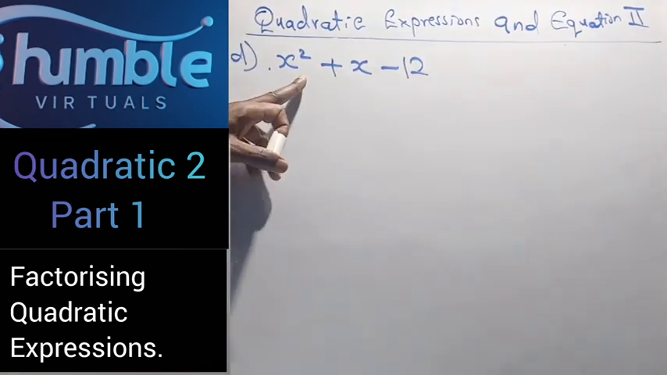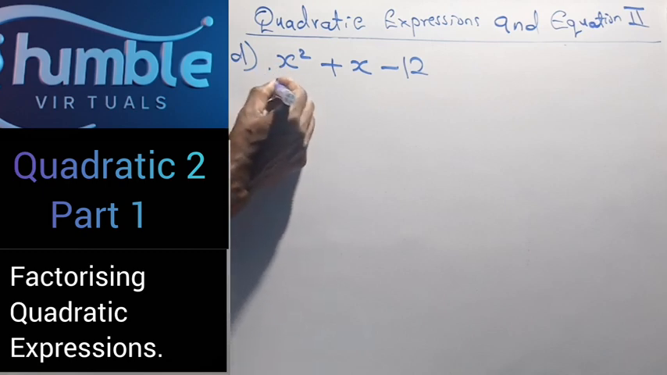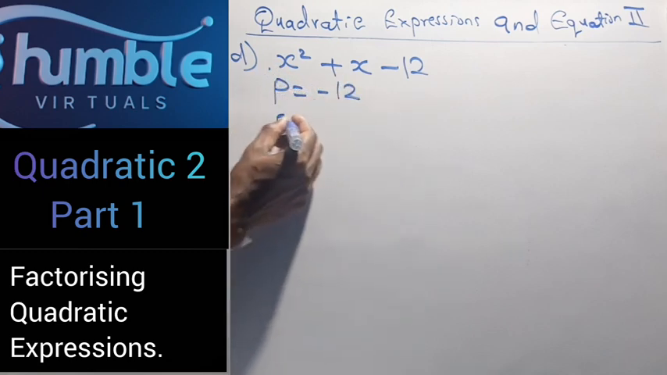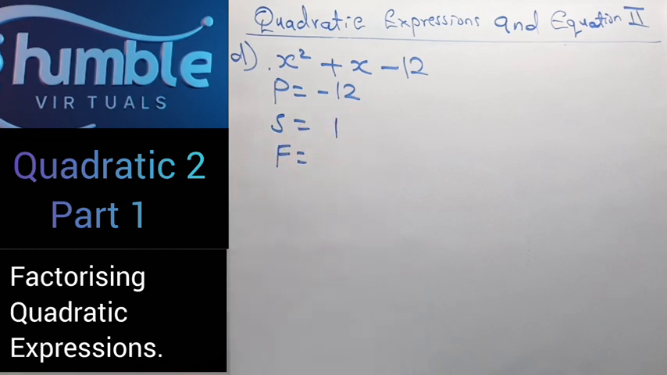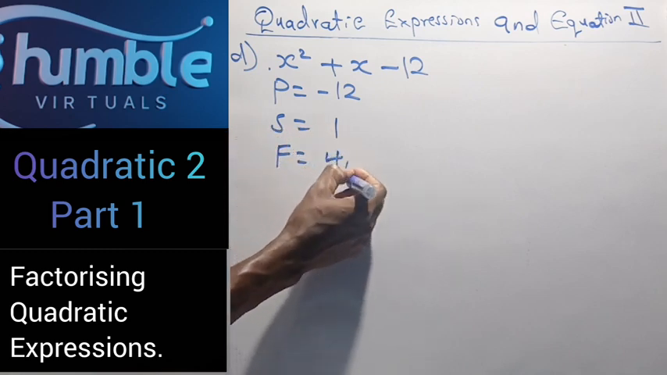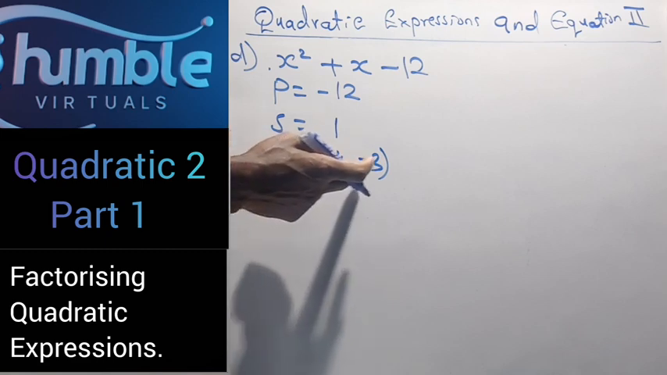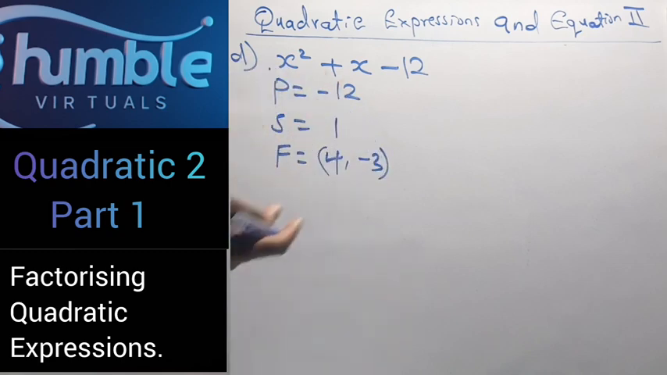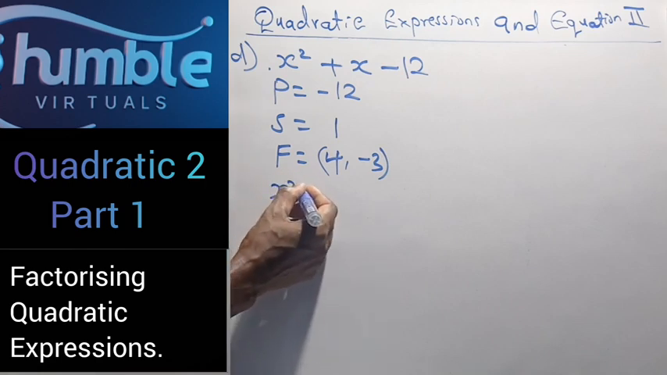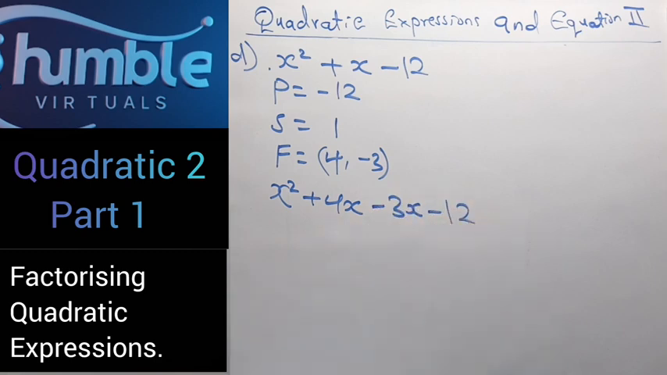But then we have x squared plus x minus 12 factorized. So in this case, product is negative 12, sum is positive 1, and therefore factors will be positive 4 and negative 3. So that 4 times negative 3 is negative 12, 4 plus negative 3 is positive 1. Then these numbers will replace the middle part. So we shall now have x squared plus 4x minus 3x minus 12. Pair them up.